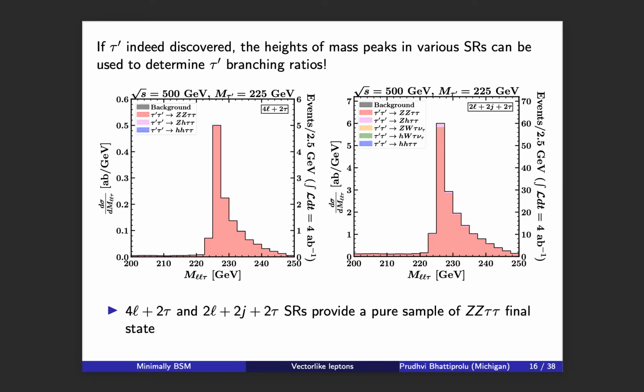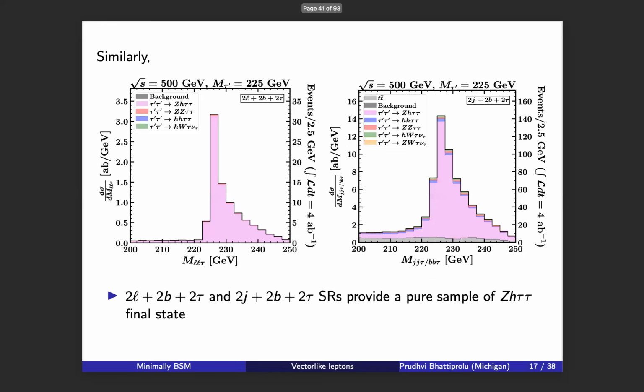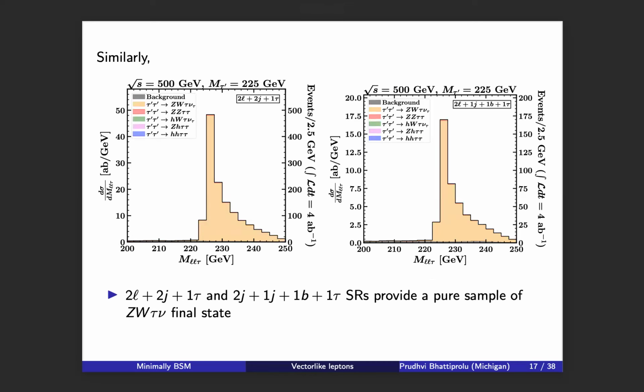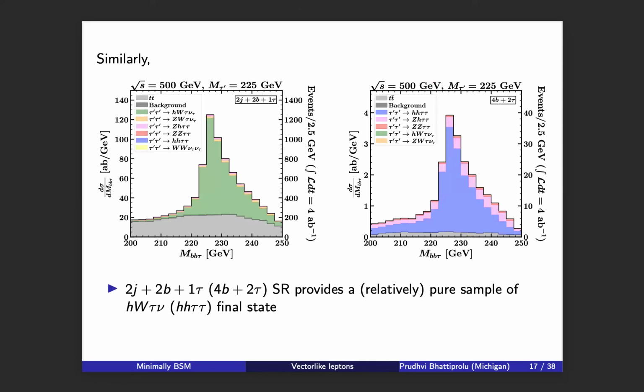So with this, we can have access to events in different final states. And similarly, with other signal regions, you can get a pure sample. For example, with these 2, you can get a pure sample of Z Higgs tau tau. And with these 2, you can get a pure sample of ZW tau nu final state. And also with the other 2, we can get access to the other final states as well. So with all of this information, we can also infer the branching fractions of these tau primes. So we can discover the mass and also get its branching fraction with an e+ e- collider.